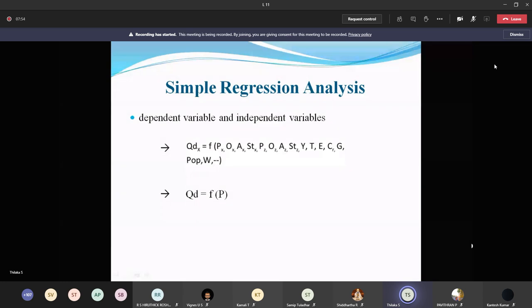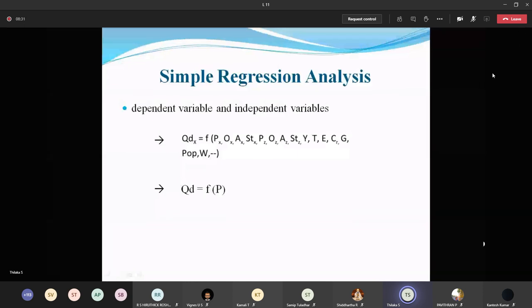We have several factors which affect the quantity demanded of commodity X, and in the second formula, the quantity demanded is affected by the price factor alone. So quantity QD is a function of P. This simple regression analysis is used when the quantity demanded is estimated as a function of a single independent variable, that is price. This is called simple regression analysis, and the first equation is for multiple regression analysis, which has more independent variables.